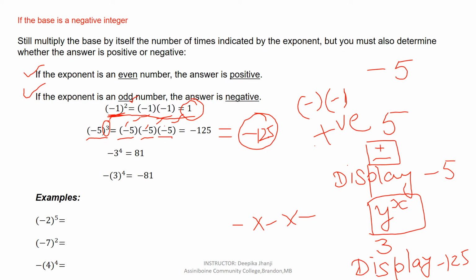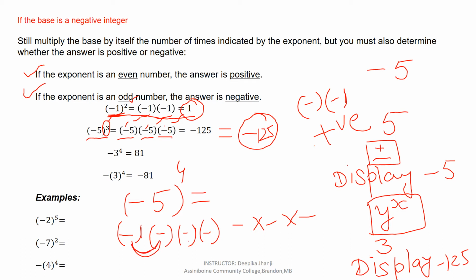Let's say the power is positive. If we consider -5 raised to power 4, what will happen? Power 4 means we are multiplying negative 4 times, right? Negative times negative times negative times negative. Now negative times negative is positive. Negative times negative is positive again, and then positive times positive is positive, right? When you multiply negative an even number of times, you get a positive result.